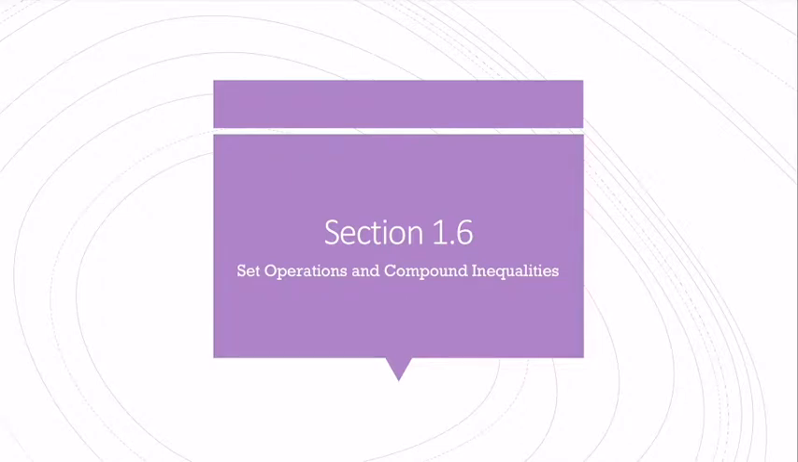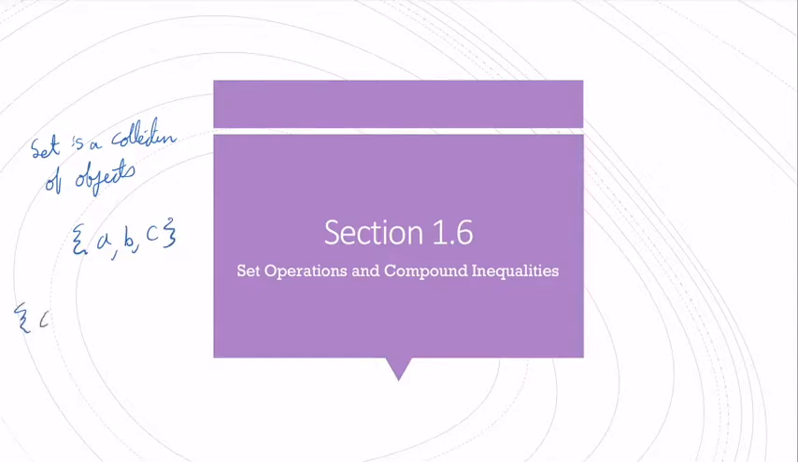So, friendly reminder that a set is a collection of objects. So I could have the set of the letters A, B, C. I could have the set of countries in Asia, and if we wanted to, we could list out all the elements in this set, right? So we can define a set by either describing what it contains or listing all the elements.